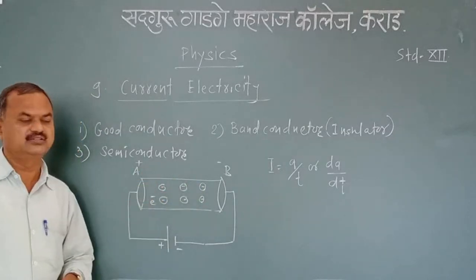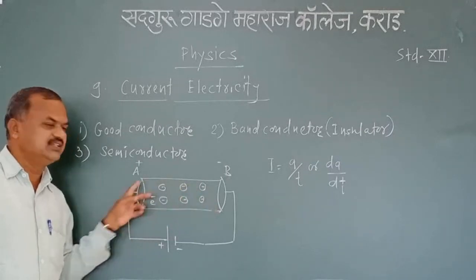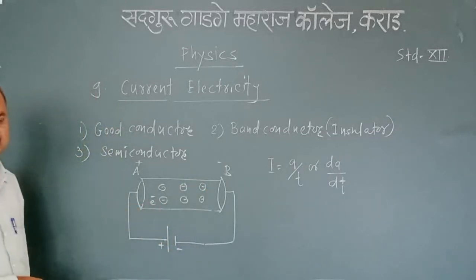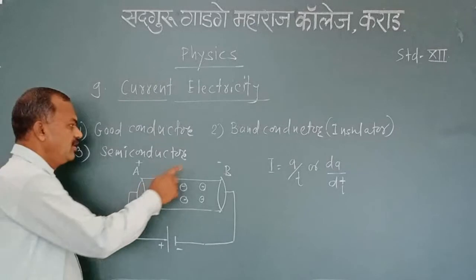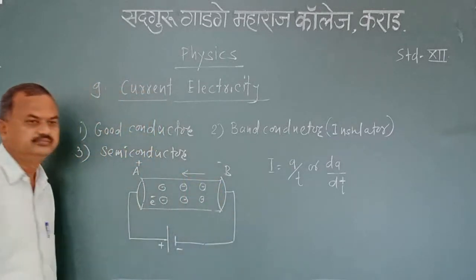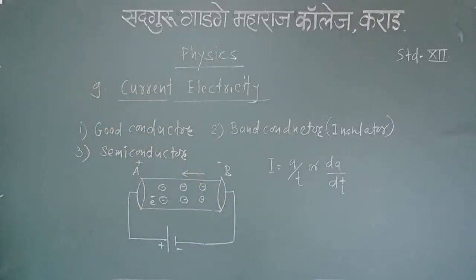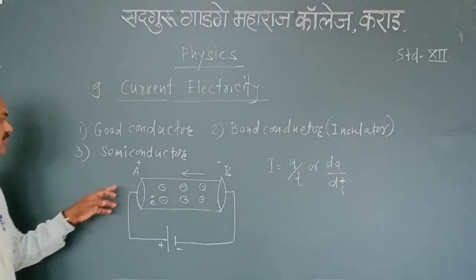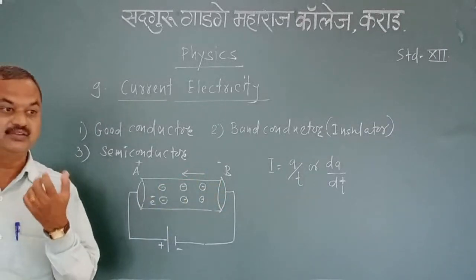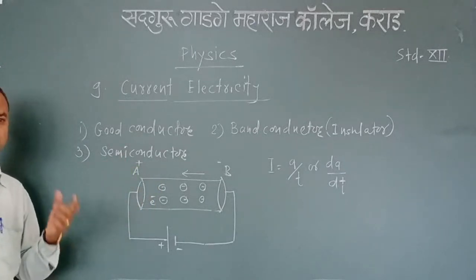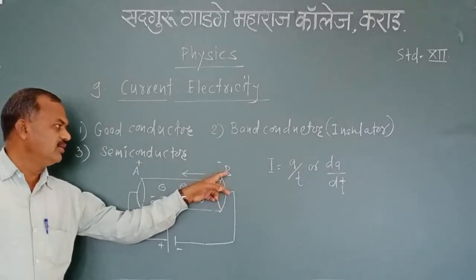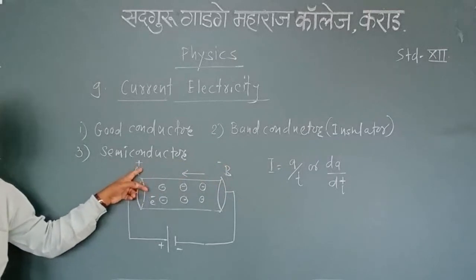Electrons having negative charge move towards end A. That means electrons, being negative charge particles, travel from the lower potential end to the higher potential end like this. Because end A is at higher potential and B is at lower potential, there exists a potential difference across the ends of the conductor. Due to that, free electrons having negative charge move from lower potential end B to higher potential end A.